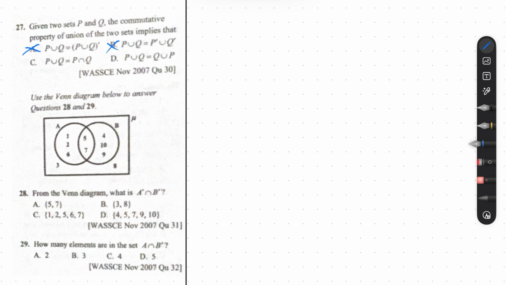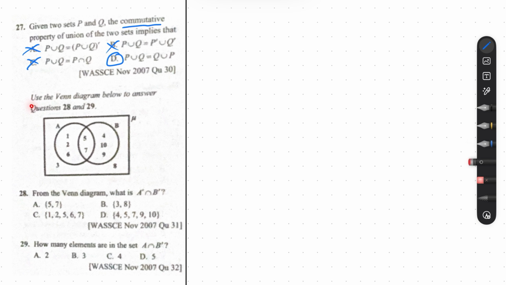Let's go to C. C says P union Q is equal to P intersection Q. Absolutely false. So that leaves us with D. D says P union Q is equal to Q union P, which is absolutely true. That is the commutative property. Okay, let's go to the next set of questions.